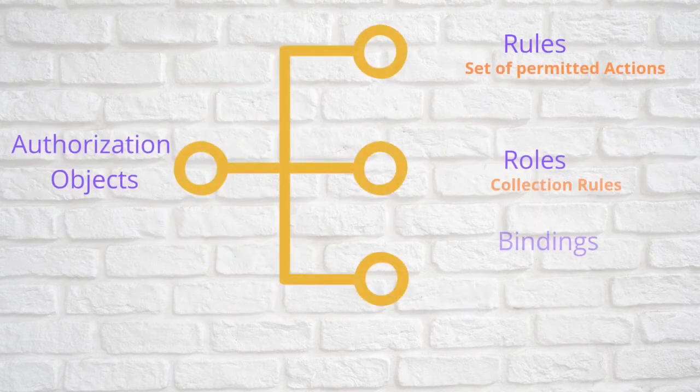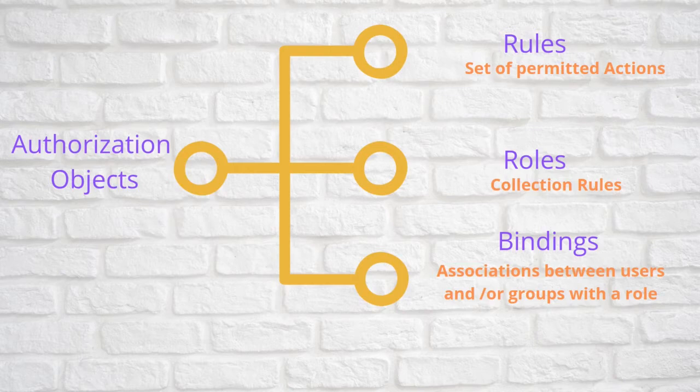First understand some authorization control objects here. Here we can see three objects. First object is rules. Rules is the set of permitted actions. Such actions are get, list, create, update, delete collections or watch. Second object is roles. Roles is a collection of rules which can bind with users and groups of multiple roles. Third object is binding. Binding is association between users and or groups with a role.